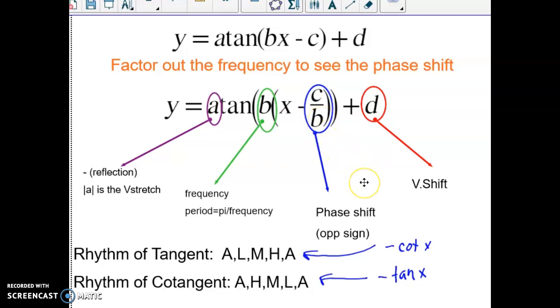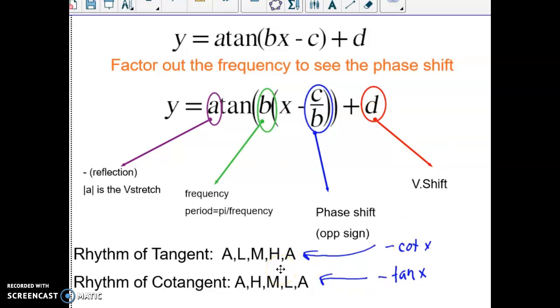Remember, the opposite sign is the direction. So if you see a negative in the parentheses, you're going to go in the positive direction. If you see a plus sign in the parentheses, you'll go in the negative direction. And this last number that's added at the very end, it could also be at the very beginning, represents your vertical shift. So it moves it up or down.